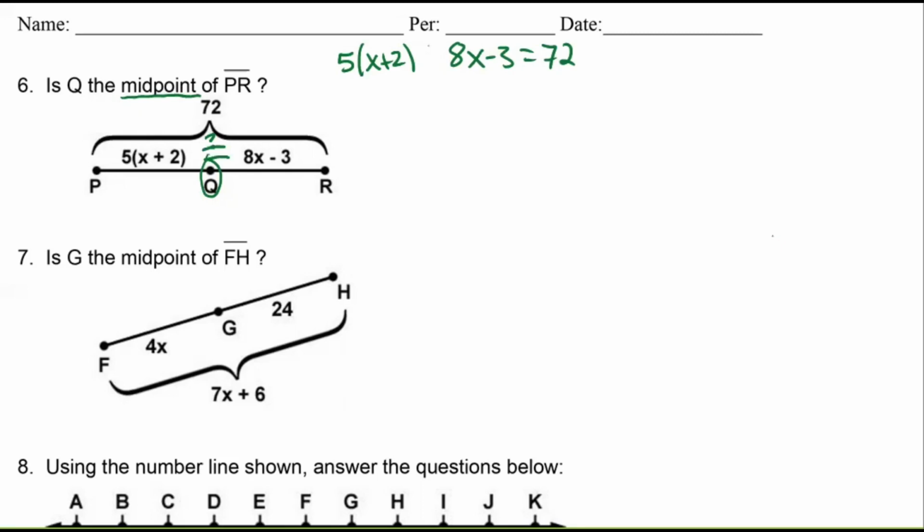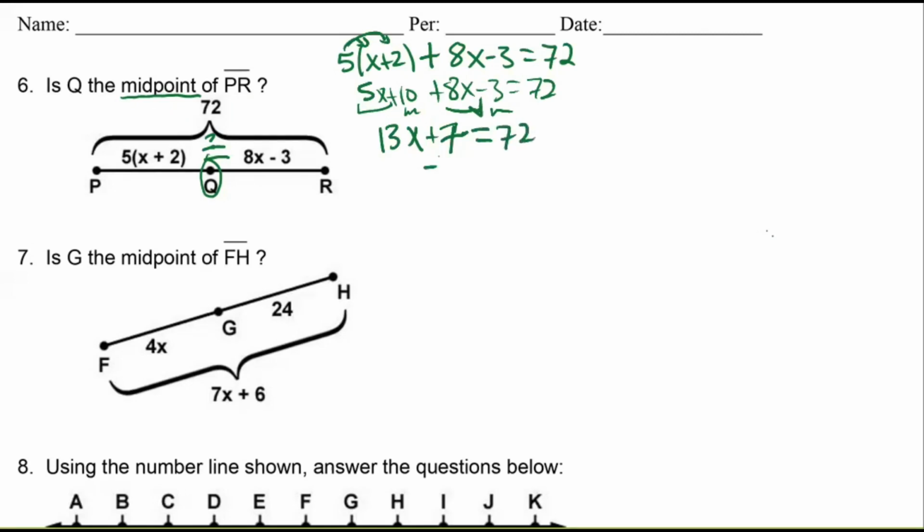Oh, I wrote equals, my bad. This plus this, we want to know if it's equal. So 5x plus 10 plus 8x minus 3 equals 72. Now combine your x's. 5 plus 8 is 13x. Combine your numbers. 10 minus 3 is just positive 7. Then 72. So minus 7 on both sides.